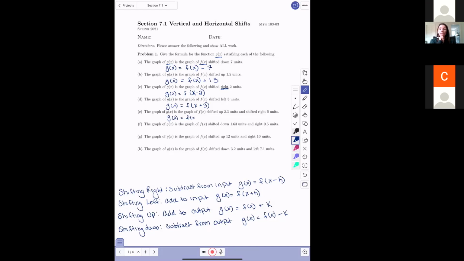So what am I adding or subtracting to my input? You're subtracting 6. Good, we're going to subtract 6. We're subtracting because we're moving to the right, and we chose 6 because it's 6 units. And now what am I adding or subtracting to my output?